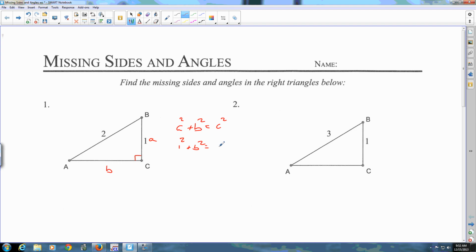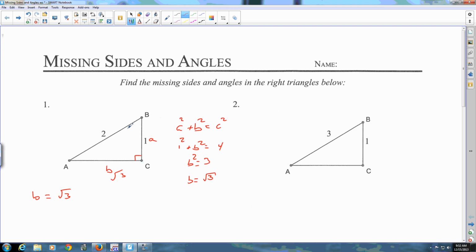I really don't need to show you guys this. 2 squared is 4. Subtract the 1. B squared is 3. So b is the square root of 3. Alright, so this side is the square root of 3. So you would make a list: B equals square root of 3. It's not plus and minus because it's just a length, so it's just the plus.